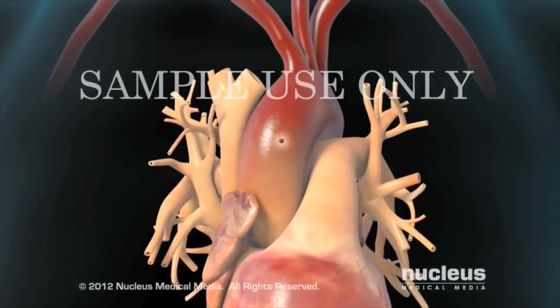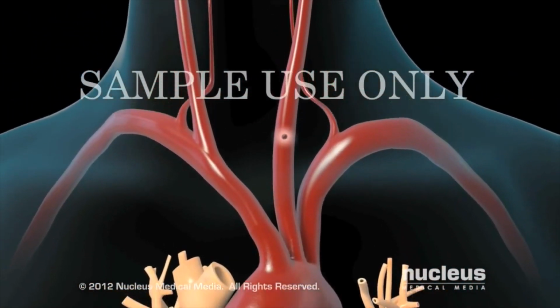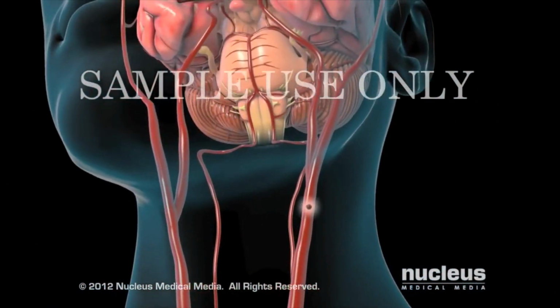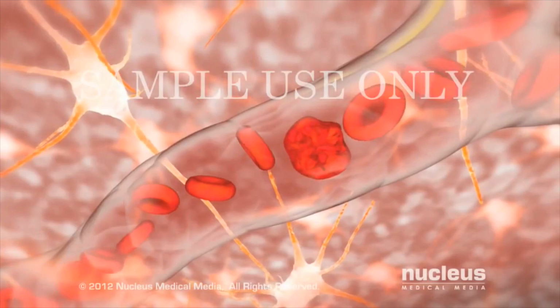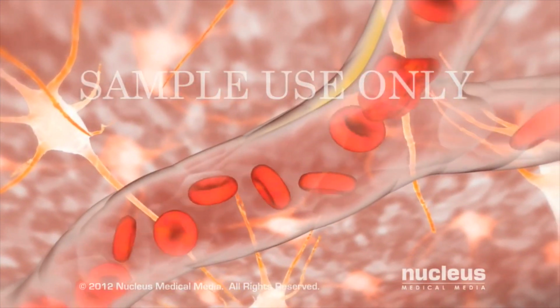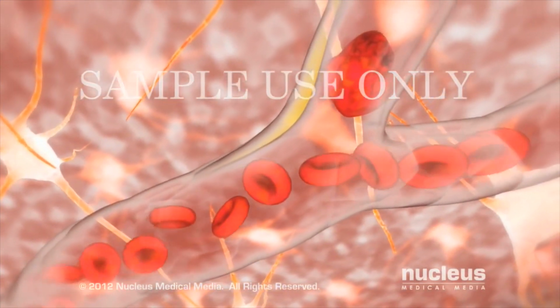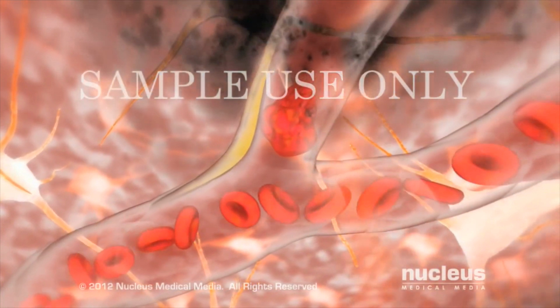The second type of ischemic stroke is embolic. In an embolic stroke, a blood clot or plaque that was formed elsewhere, which is also known as an embolus, travels through the bloodstream to an artery in the brain and restricts blood flow in that manner.